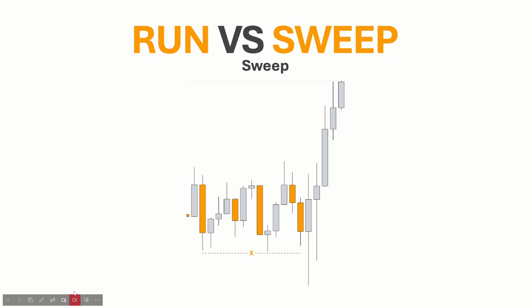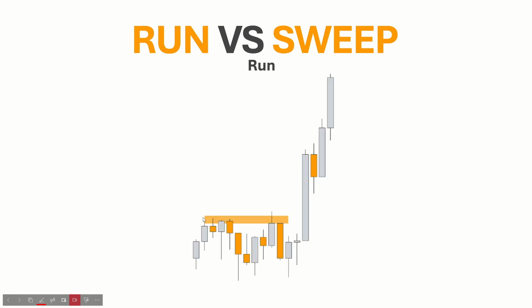There's 2 ways market can take out liquidity. The first way is running on liquidity, and the second is sweeping on liquidity. In this example, we sweep liquidity as market comes below liquidity, takes the liquidity before quickly reversing. Whereas a run on liquidity is market comes above liquidity and continues above liquidity. Now, these are both valid ways market can take out liquidity.